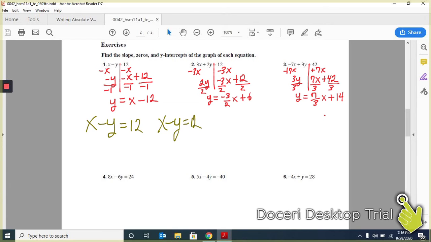Again, if I zero this guy out, that means that y is equal to negative 12. If I zero this guy out, that means that x is equal to 12. So my y-intercept would be (0, -12). My x-intercept would be (12, 0). And then my slope is going to be 1.